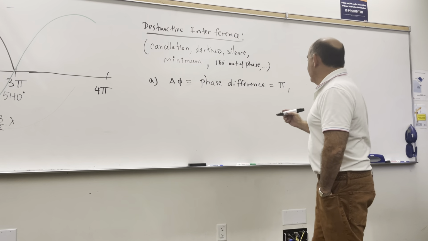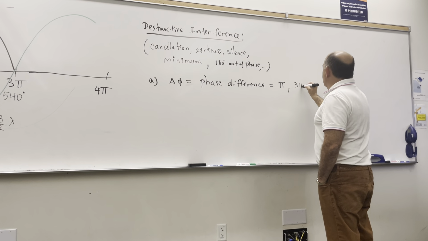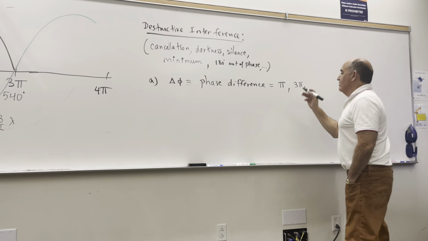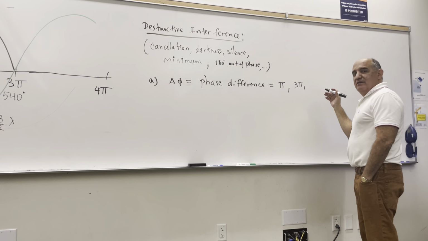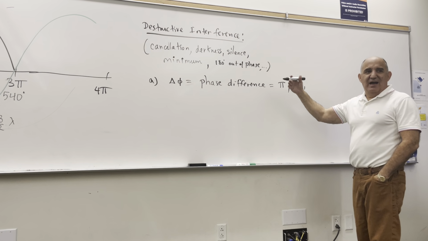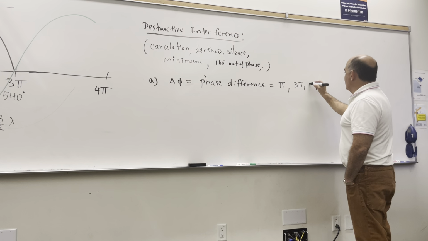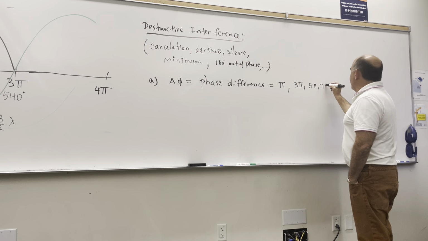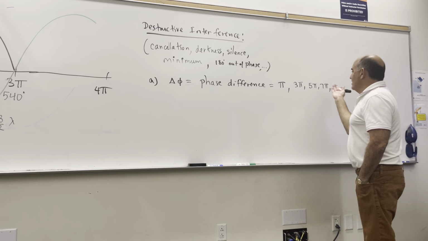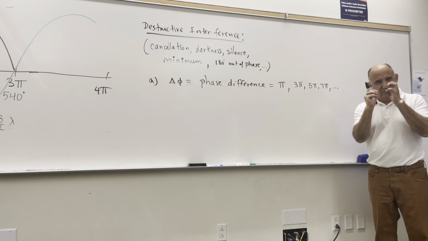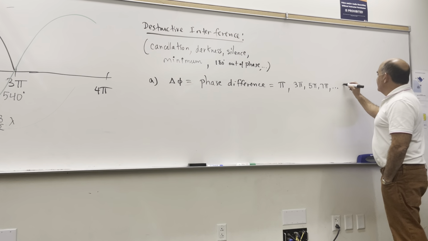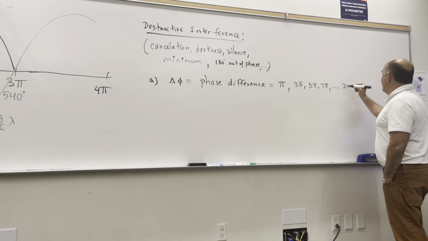3 pi, correct. And then you can see the pattern, 1, 3, 5, 7, 9, 11, 13. So 5 pi, 7 pi. Now, can we write this in a mathematical form that's closed? So we can say, how about we say (2m plus 1) pi?